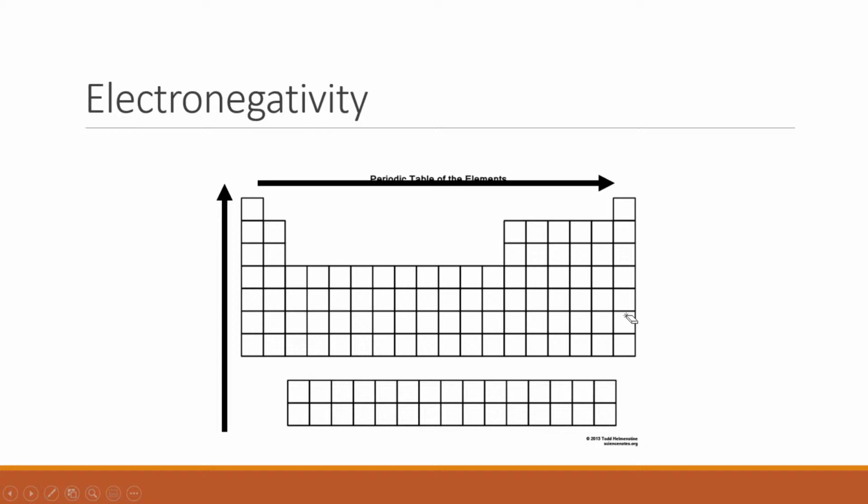And just like before, if we take any 2 elements on the table, you should be able to tell, just by looking at their placement, which one has the higher electronegativity. And in this case, we see X is higher than Y. They're both in the same column. X is going to have the higher electronegativity.